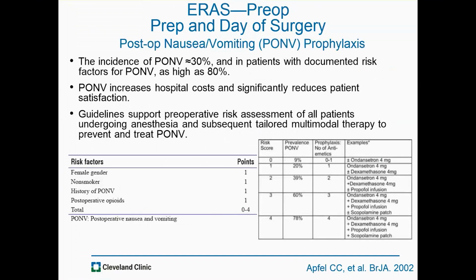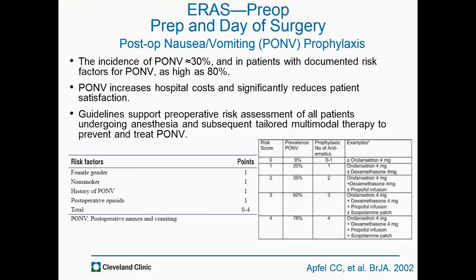Another component of the enhanced recovery pathway is limiting post-operative nausea and vomiting using prophylaxis. And the incidence of post-operative nausea and vomiting is as high as 30% in all comers, and in patients with documented risk, it can be as high as 80%. It's been shown that post-operative nausea and vomiting increases hospital costs and significantly reduces patient satisfaction. And therefore, current guidelines support a preoperative risk assessment of all patients undergoing anesthesia and subsequent tailored multimodal therapy to prevent and treat post-operative nausea and vomiting.